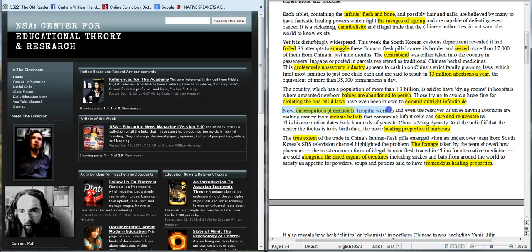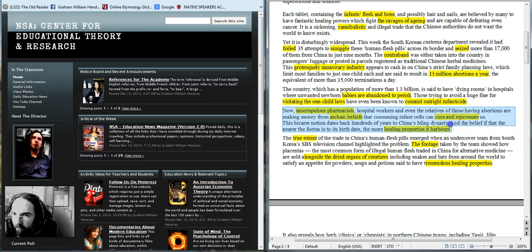Now, unscrupulous pharmacists, hospital workers, and even the relatives of those having abortions are making money from archaic beliefs that consuming infant cells can cure and rejuvenate us. This bizarre notion dates back hundreds of years to China's Ming Dynasty and the belief that the nearer the fetus is to the birth date, the more healing properties it harbors.